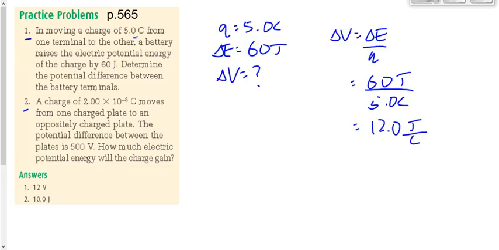Good? What's another set of units we could use to replace a joule per coulomb here? We don't like writing joules per coulomb. We want to write something that's a little bit more familiar to us. Volts. So 12.0 joules per coulomb, 12.0 volts, both work for us here. All right, good. Number 2. A charge of 2 times 10 to the minus 2 coulomb moves from one charged plate to the oppositely charged plate. Here's the potential difference. What's the potential energy gained?